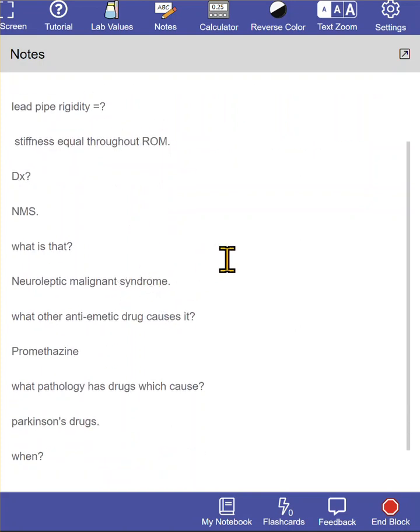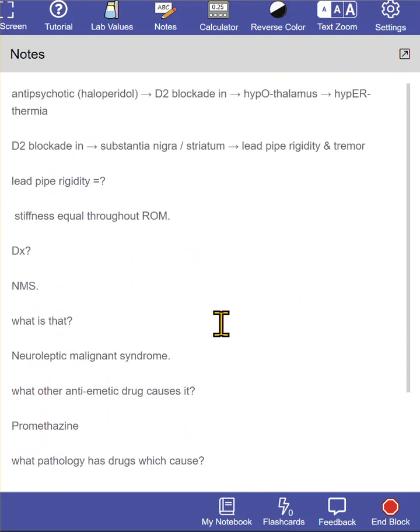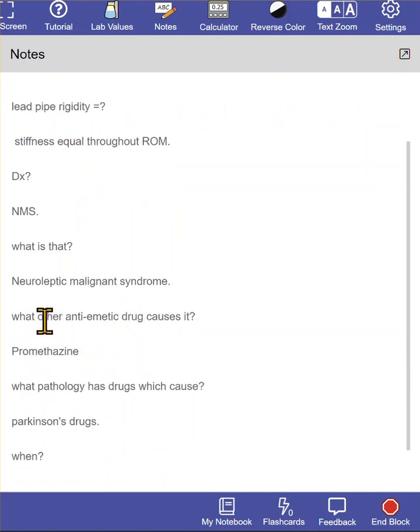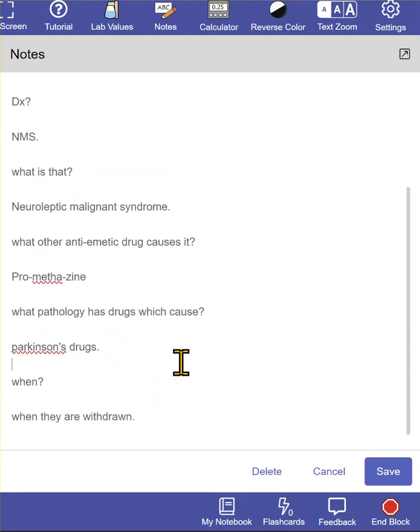What is NMS? It's neuroleptic malignant syndrome. Neuroleptic meaning antipsychotic. Neuro meaning neurological, leptic meaning, the limbic system, and I think that's what leptic is referring to. It could be wrong, but that's how I remember it. Neuroleptic malignant syndrome. Neuroleptics are antipsychotics. And what other antiemetic drug causes it? We mentioned this before, promethazine. And that does what? That is an antiemetic. So that keeps you from throwing up, but it also can give you neuroleptic malignant syndrome.